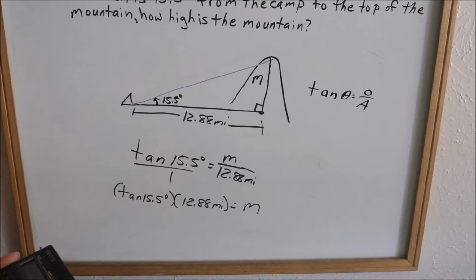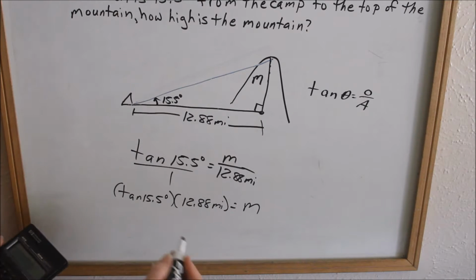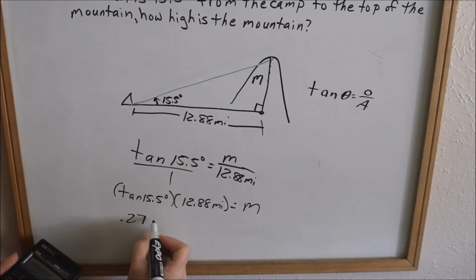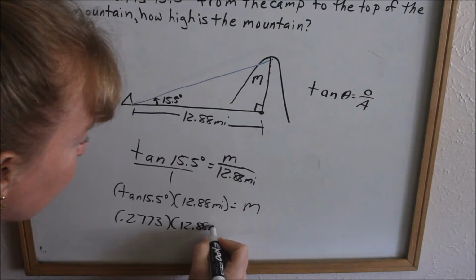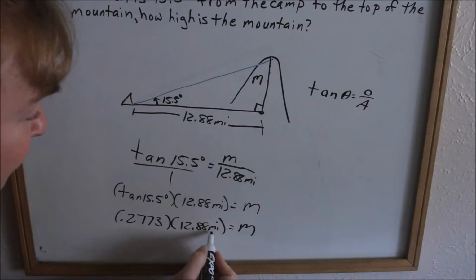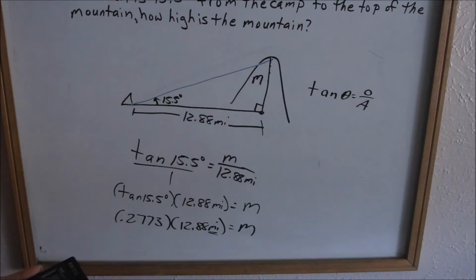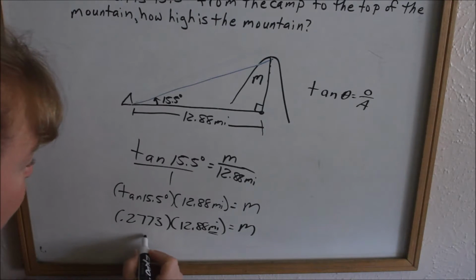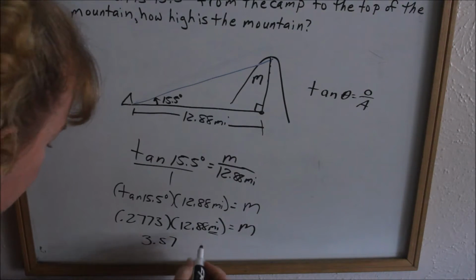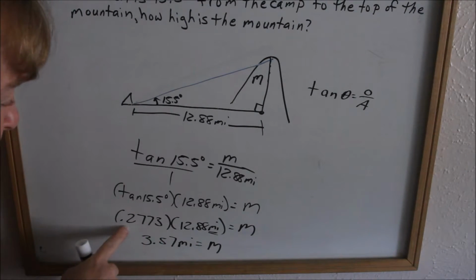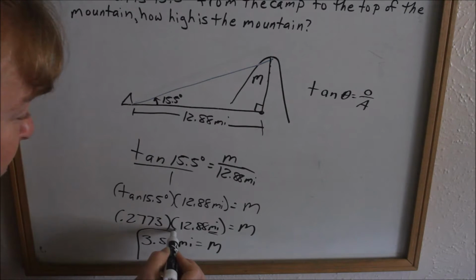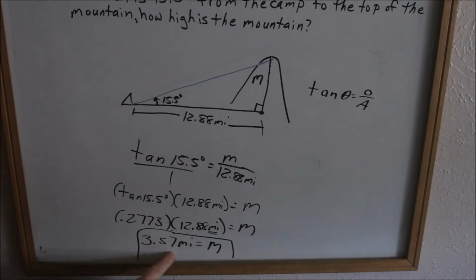Now I have to put this into my calculator. To 4 decimal places, that is 0.2773 times 12.88 miles. The only units I have left is miles, so that's what's going to be my units. So I'm multiplying this times 12.88. I got that the height of the mountain was 3.57 miles. And normally all of my answers, except for anything that has to do with trig functions, is always to 2 decimal places. Sometimes the book uses 1 decimal place, sometimes I use 2. I always like to do the 2 decimal places, and don't forget your units.